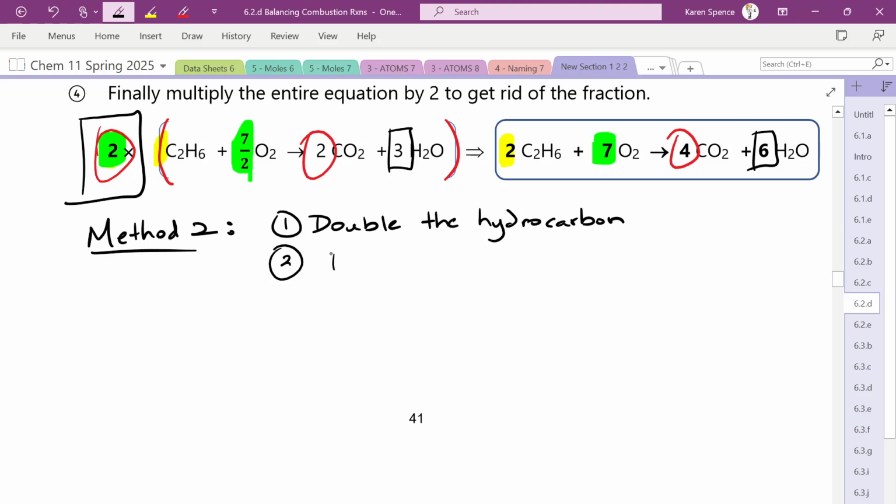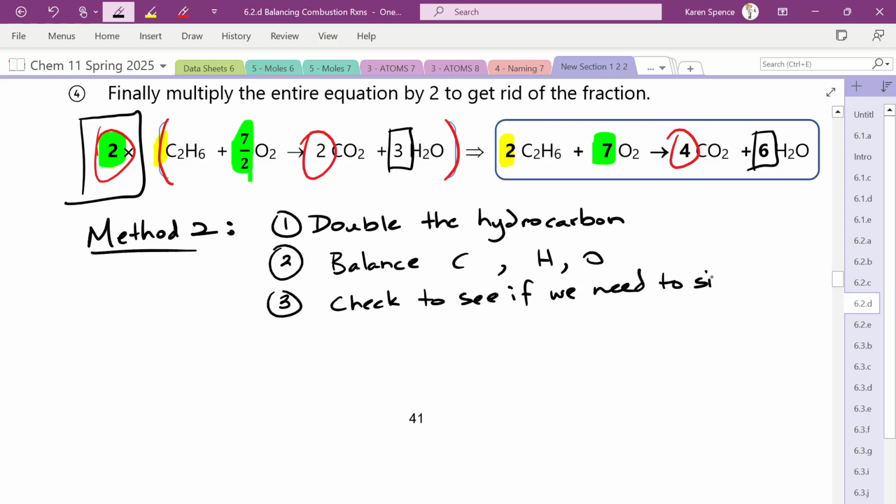We balance C, then H, then O. And then there's a step 3. We have to check to see if we need to simplify. So double the hydrocarbon, balance C, then H, then O, same order as before, and then we check if we need to simplify. You cannot forget that last step, otherwise you're going to lose like a mark or something like that. Okay?